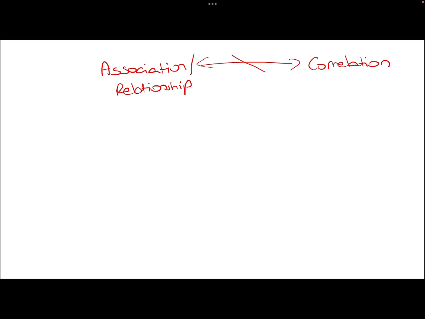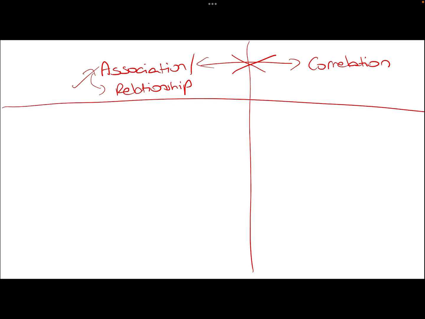Just a brief note here, and this is something that you should be clear on from last year. The difference between a test of association or relationship and correlation. We can't use these terms interchangeably. All correlations are tests of association, but not all tests of association are correlations. Correlation is a technical statistical term, while an association or relationship is not, okay?